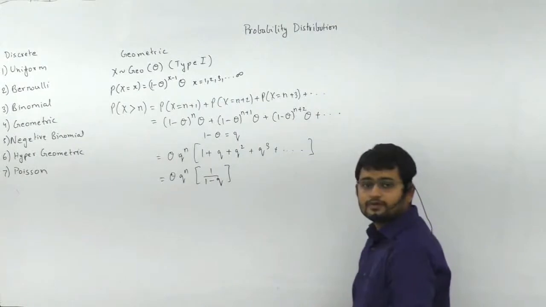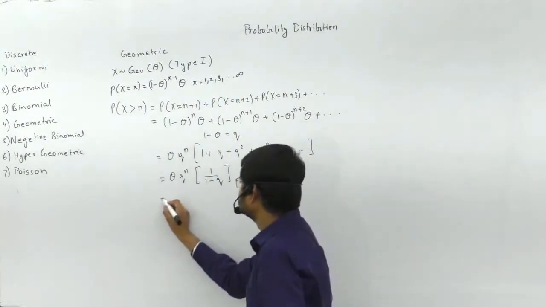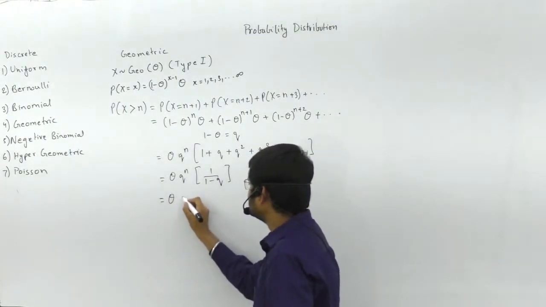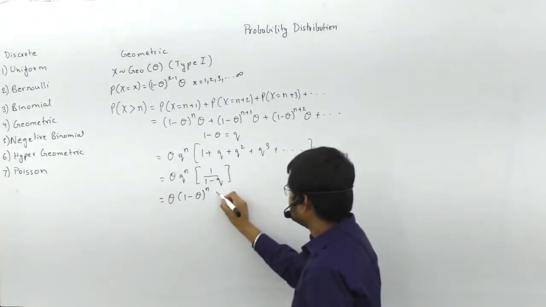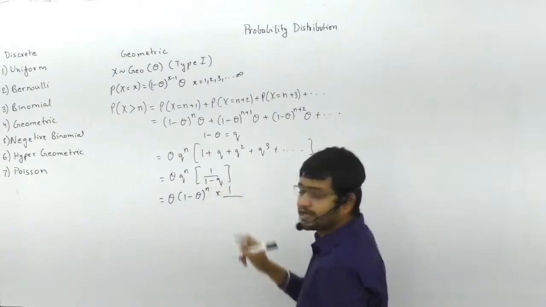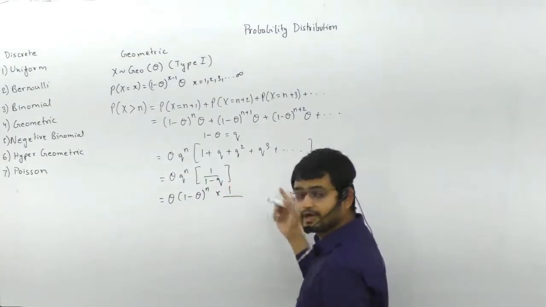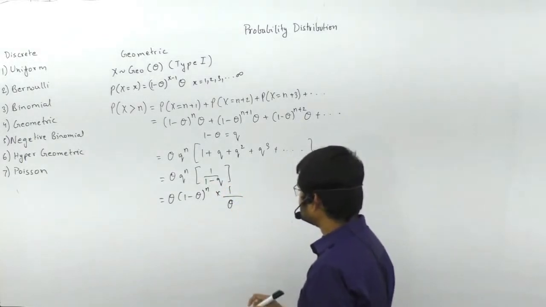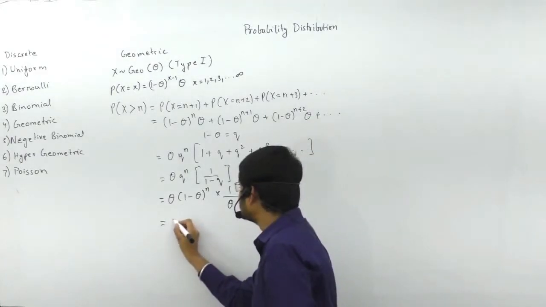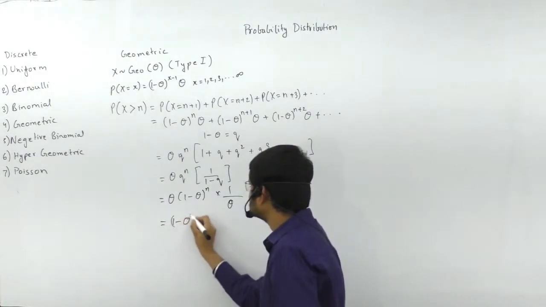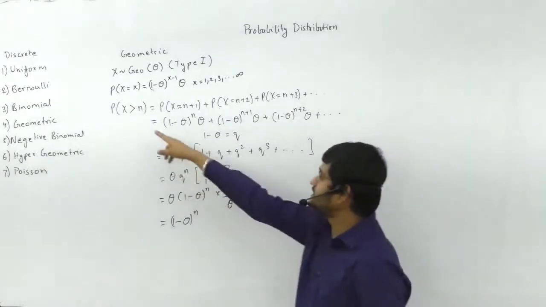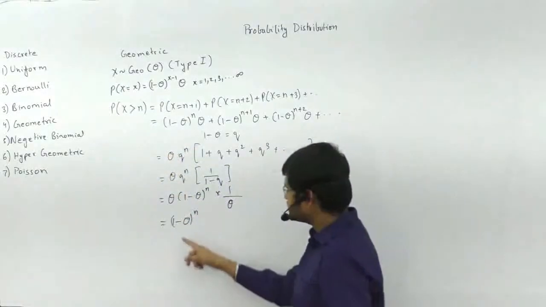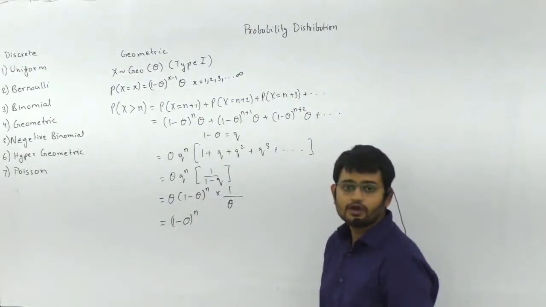q is nothing but 1 minus theta. So I can say this is nothing but theta into (1 minus theta) raised to n into 1 by (1 minus q), where 1 minus q would be nothing but theta. Theta theta cancel, and I am left with (1 minus theta) raised to n. So probability that I will have at least n failures is nothing but (1 minus theta) raised to n.